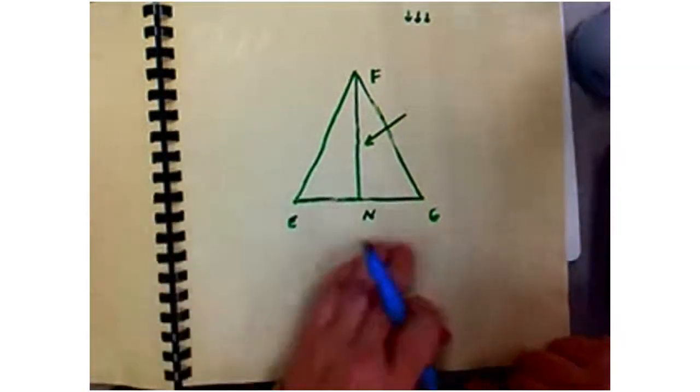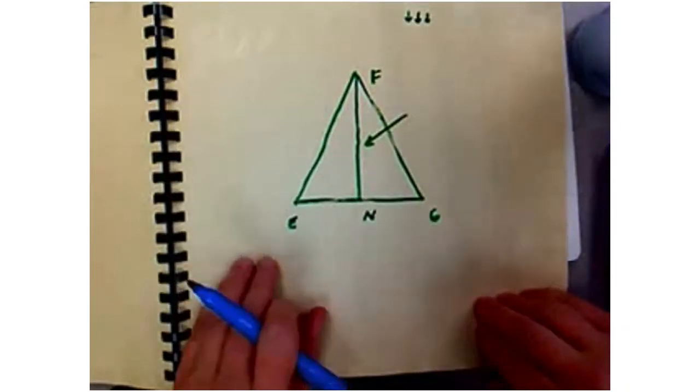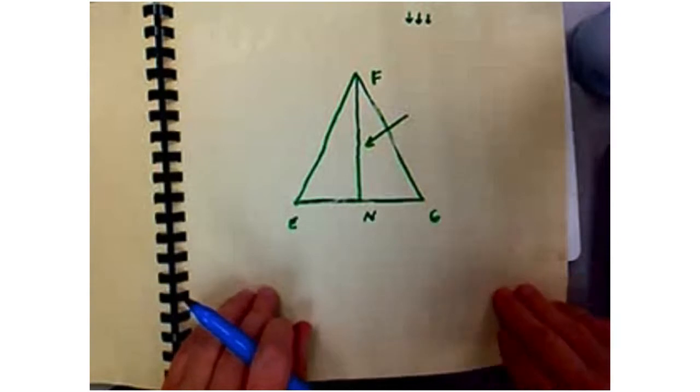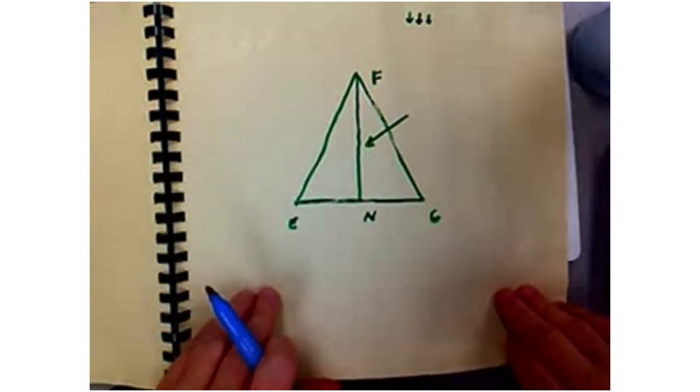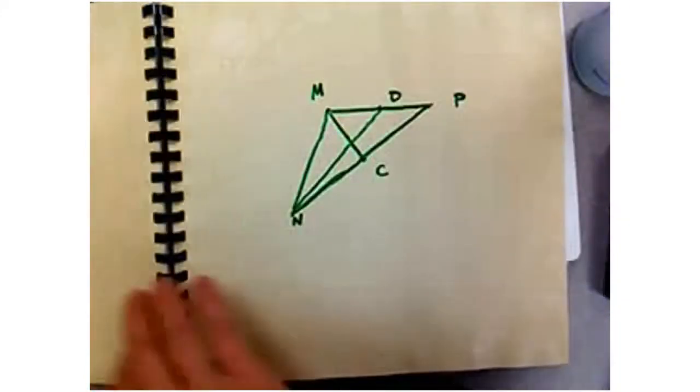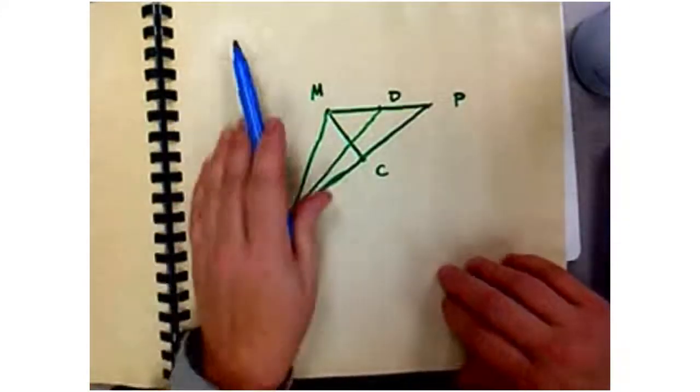It tells you how to find that down below the drawing. It says FN is a median, so N is the midpoint of EG. Since EG is 11, EN is half of 11 or 5.5. Turn the Braille page. Our print users go one example down into the Your Turn.